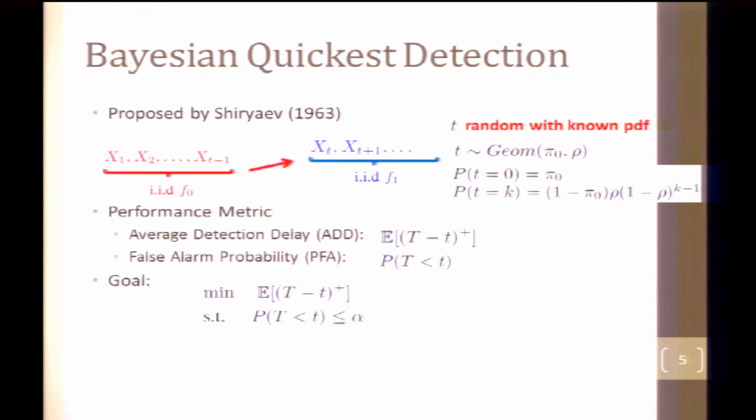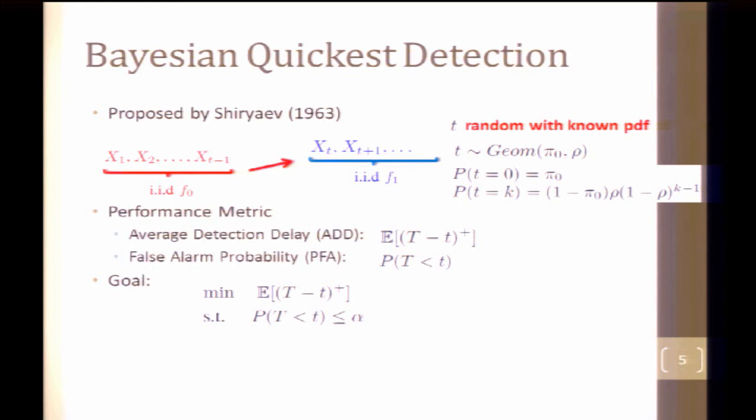Let me give you some background about change point detection. There are two main types of problems. One is Bayes and the other is non-Bayes. The main difference between Bayes and non-Bayes relies on assumptions about the change time. In the Bayes setup, we assume that the change time t is a random variable with a certain known PDF. For example, we can assume that the PMF of this change time t is given as follows: the probability that t equals 0 is pi naught, and the probability that t equals k is given by this equation.